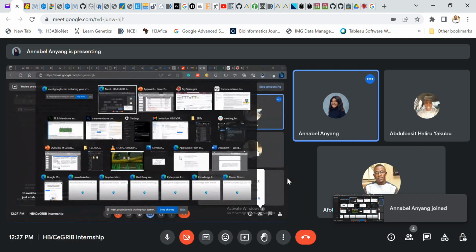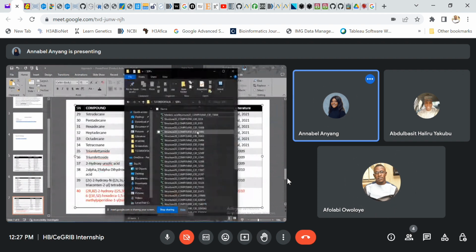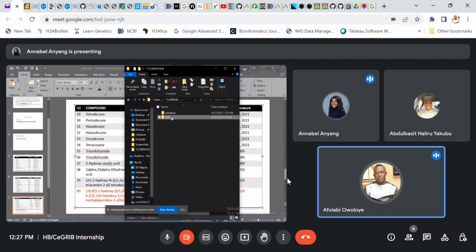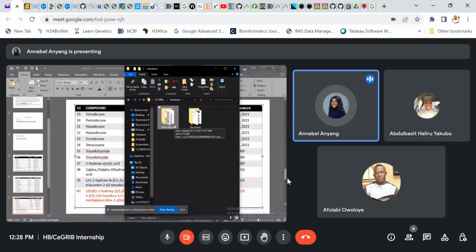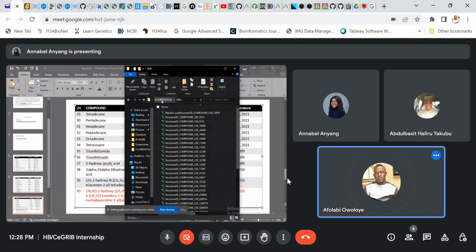So I have a folder for it, and a folder for the literature. Then a folder for the SDFs. For the literature, I also split it out: the ones that specifically gave me where I harvested the phytochemicals from, and the ones detailing the effects of the compounds. These are the 2D SDFs. I remember you said we should download the compound, not the substance or structure. Yes, you need to download the compounds. You can move forward.